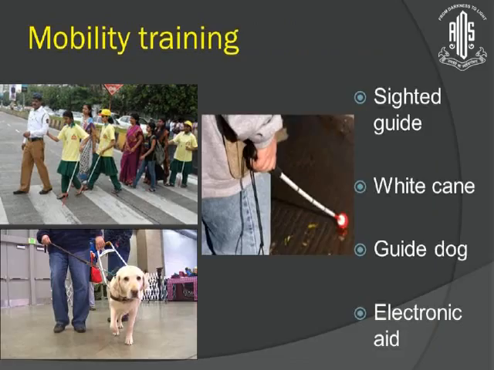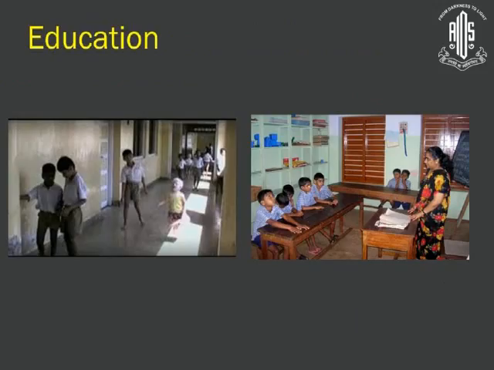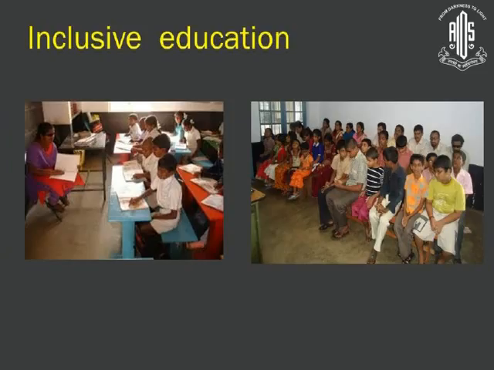Mobility training is another part. Education. We have a number of special schools for the blind where they receive braille education and also some introduction to print. But now the consensus is that all the children should be given an opportunity to engage in inclusive education because it improves their interactions with the society and with their peers.